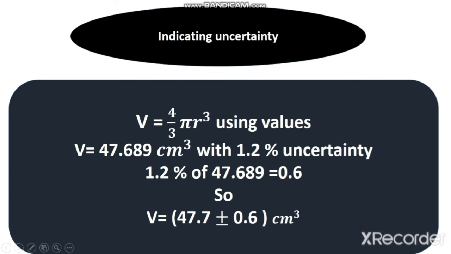Now first calculate the volume by using the value of R in the formula, 4 by 3 pi r cube. R is 2.25. By using values, V is 47.689 cubic centimeter with 1.2% uncertainty. Now calculate 1.2% of 47.689 and it is 0.6. It is calculated as 1.2 divided by 100 multiplied by 47.689. So the final uncertainty in the value of volume is 0.6 and it is written as V is equal to 47.7 plus minus 0.6 cubic centimeter.